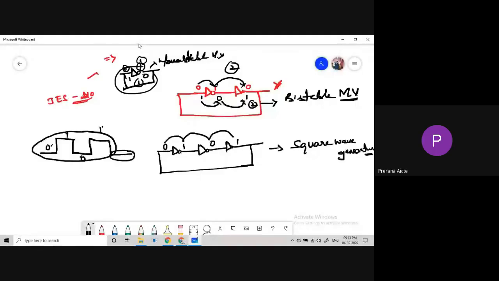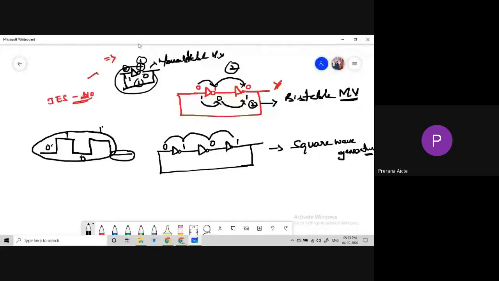So simply it is nothing but a square wave generator. If we are using more than two NOT gates in a device, it is called a square wave generator. Is it okay?